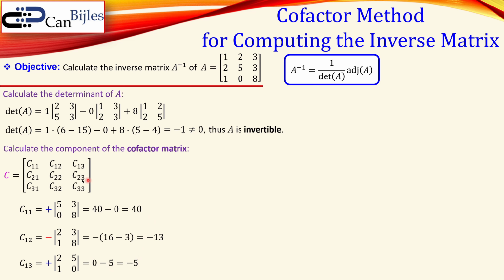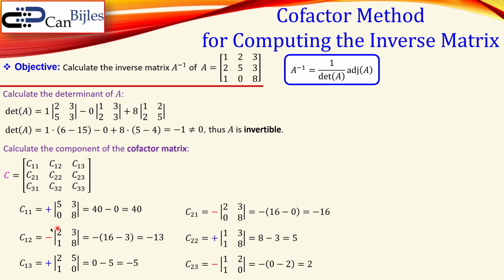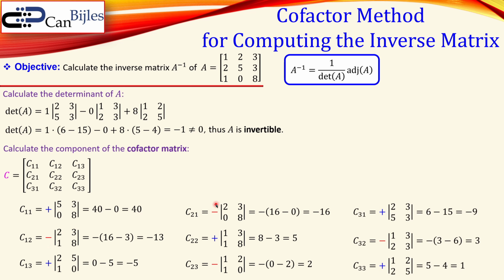In a similar way, you do that for C21, C22, etc. So again, plus, minus, that order needs to be used. And we have now our 9 elements here. Let's see that here: 40, minus 13, minus 5, that's shown here, minus 16, 5, and 2, that's shown here, minus 9, 3, and 1, that's all shown here. Now we have our cofactor matrix.